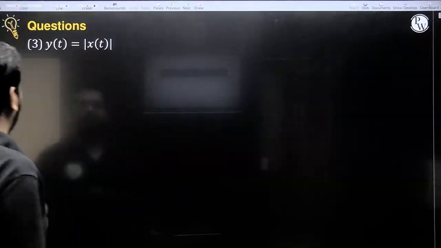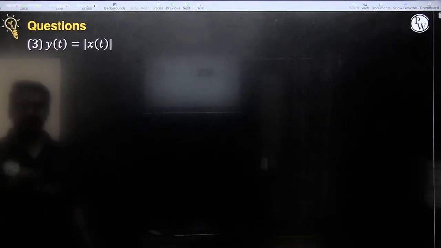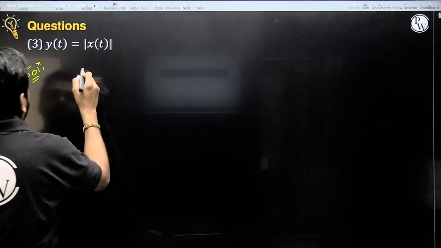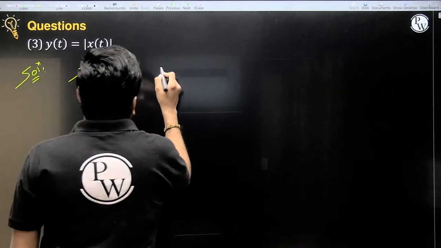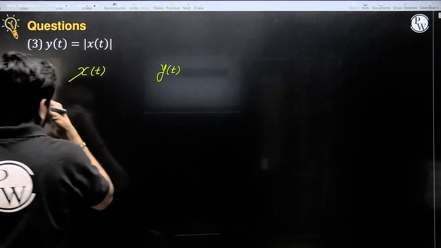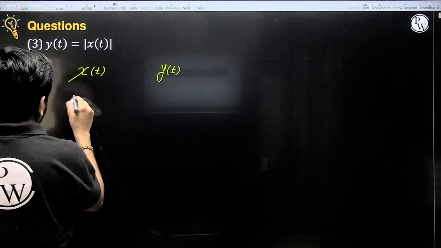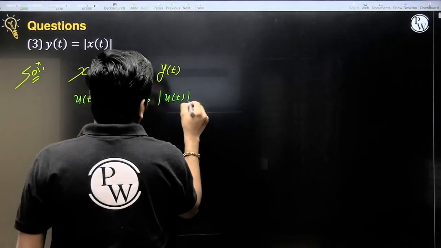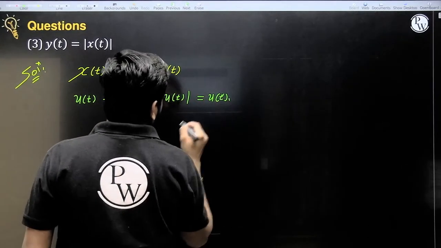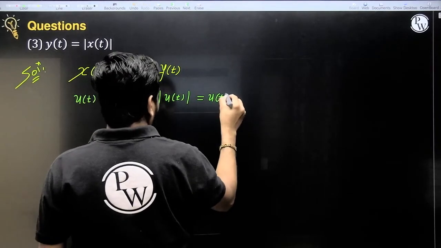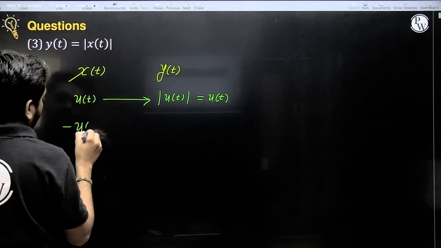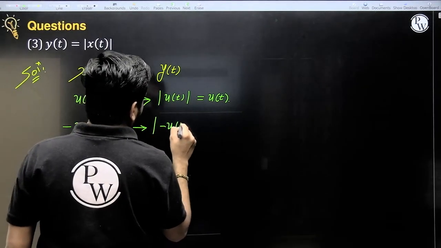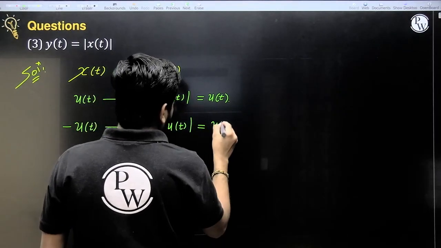Okay, let me take one more question: y of t equal to mod x of t. So is mod x of t invertible or non-invertible? Check. Take input u of t, the output is mod u of t. If you take minus u of t, the output is mod of minus u of t.